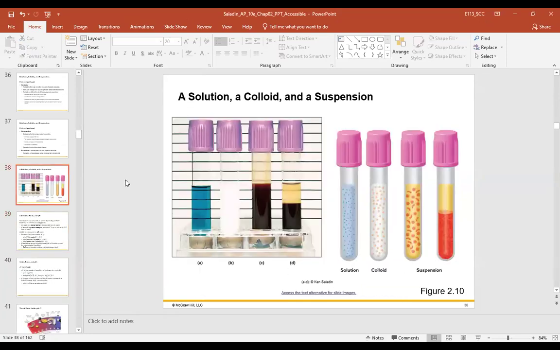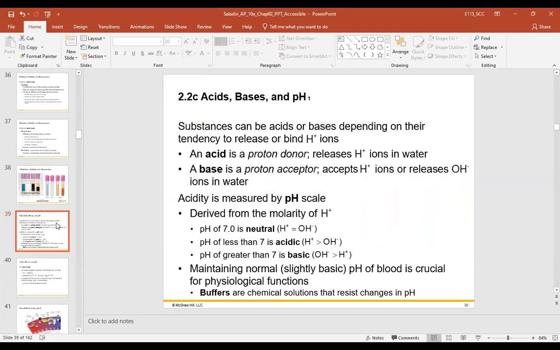Okay, so that's a solution, a colloid, and a suspension. Okay, no more camera ever. Okay, so acids and bases. That's another very important issue. Acids and bases. So we said our normal range for acids is actually this one.